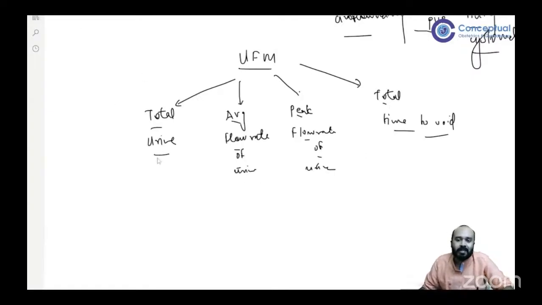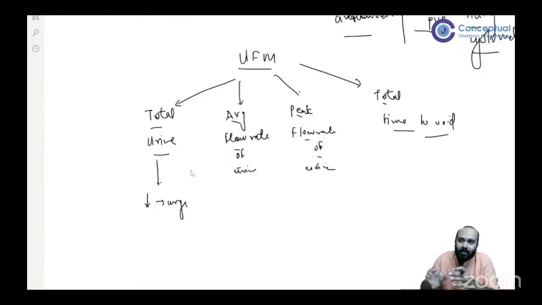How does this help? The total amount of urine is going to be reduced in a patient who has urge incontinence. Why? Because this female is going to keep on going to her washroom again and again, and the total amount of urine that accumulates in her bladder is eventually going to be very less.